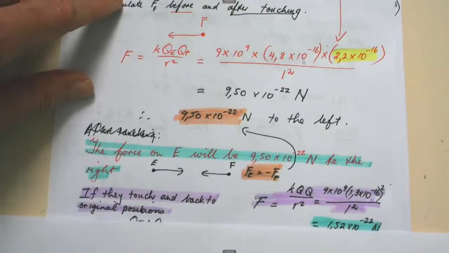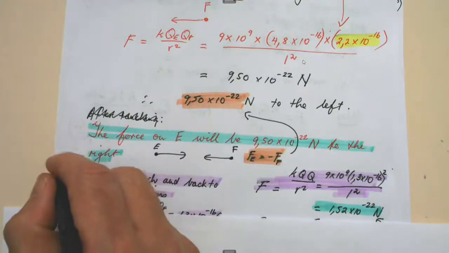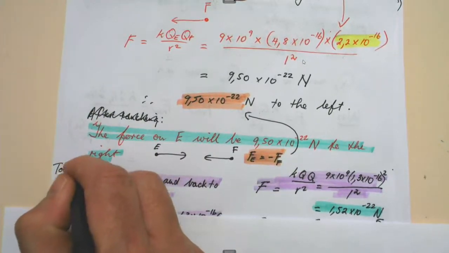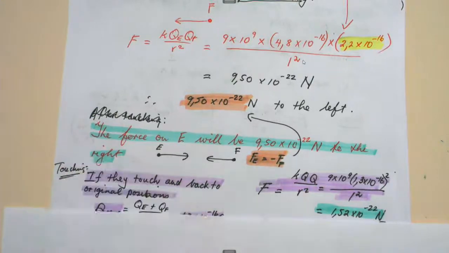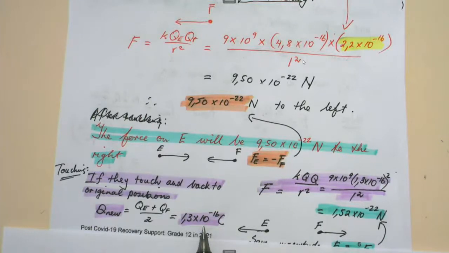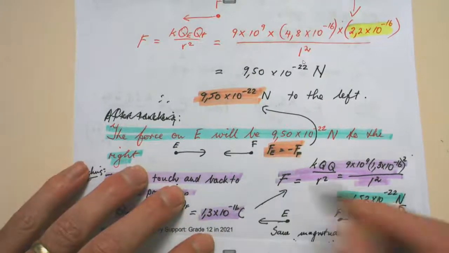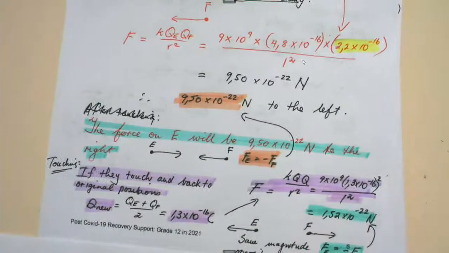All right, now I'm with the purple part, which is now after touching. So here is my touching part. I'm letting them touch now. If they touch, we know how to calculate the new charge on them, and I quickly did it here. I'm not going to waste time doing it again, but that is the new charge on both of them. Now that will be substituted into Coulomb's law to calculate the magnitude of the force.